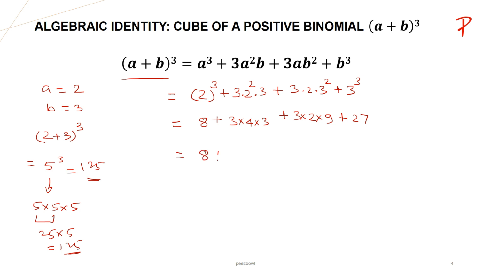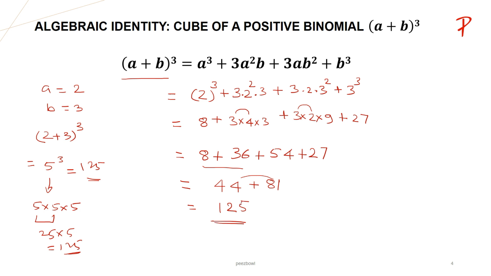This is equal to 8 plus 3 multiplied by 4 is 12. 12 multiplied by 3 is 36, plus 3 multiplied by 2 is 6. 6 multiplied by 9 is 54, plus 27. So this will become 8 plus 36 is 44, plus 54, plus 27 is 81. So this is 4 and 1 is 5, 8 and 4 is 12, 125. On the left hand side we had 125 and on the right hand side also we have 125. So this works perfectly. Hope you understood this concept.